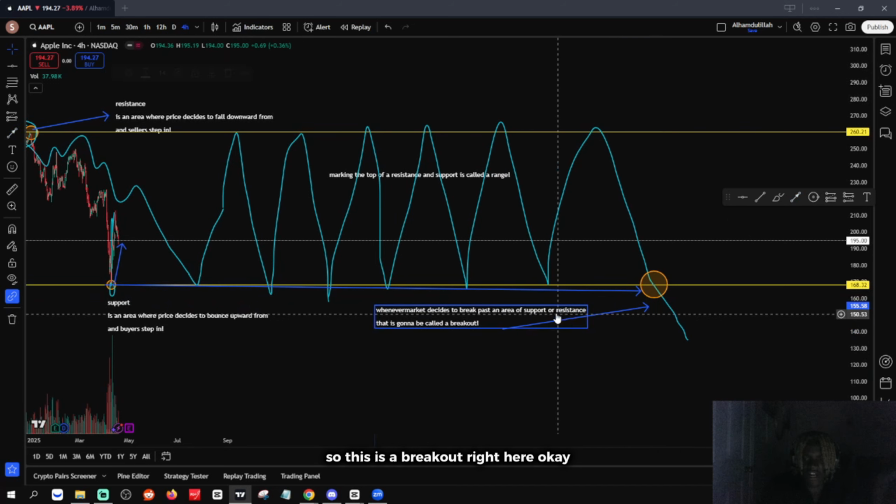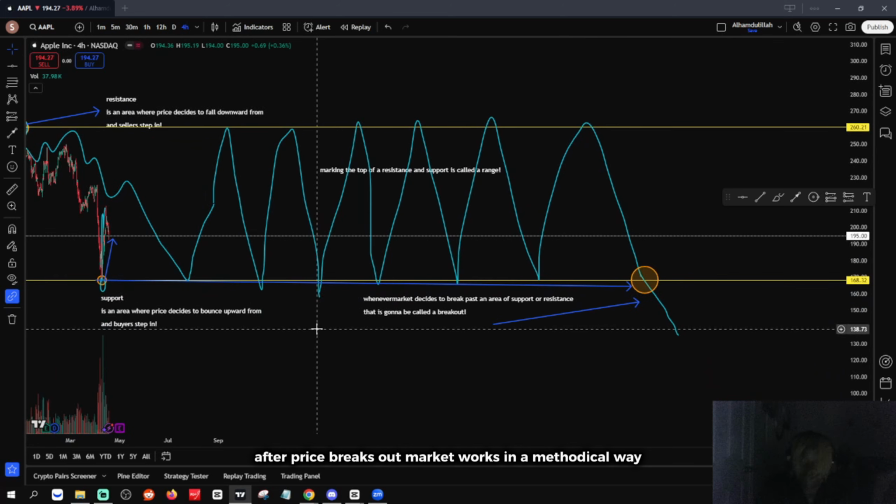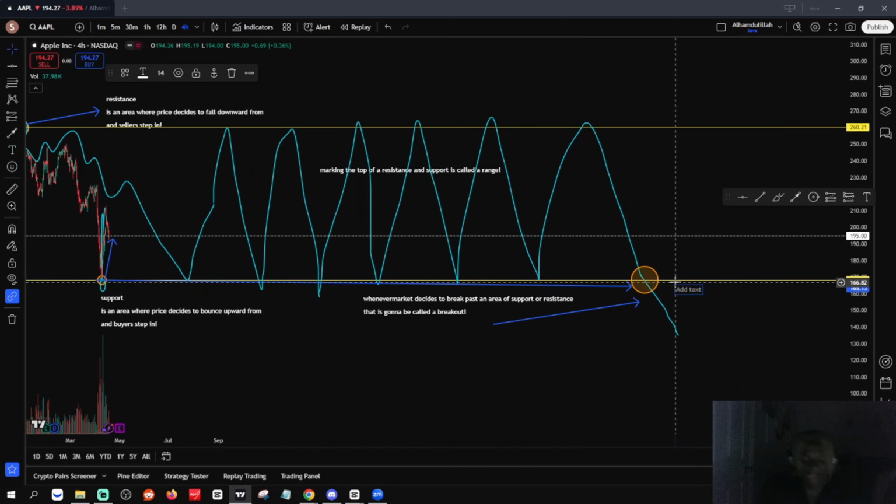So this is a breakout right here. After price breaks out, the market works in a methodical way. In this short case, after a strong area of support gets broken, it should turn into resistance. This is because support turns into resistance.